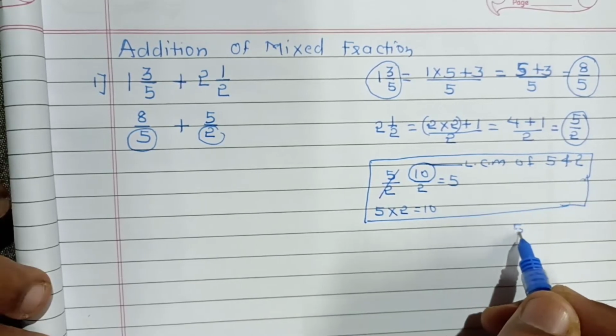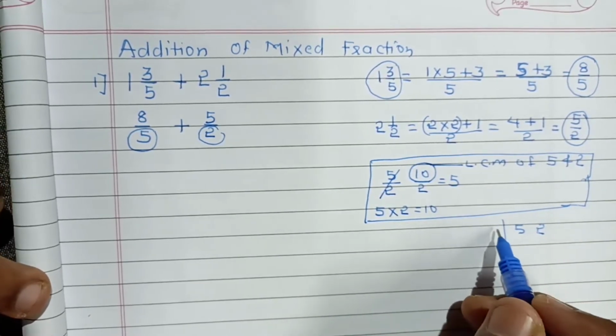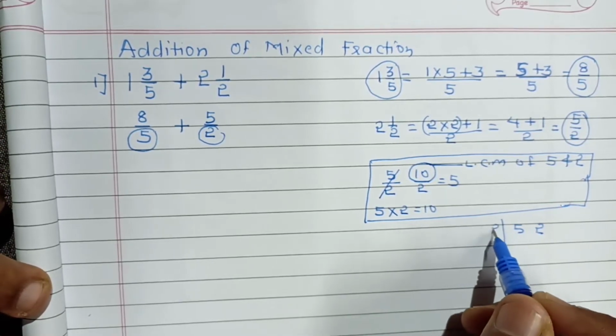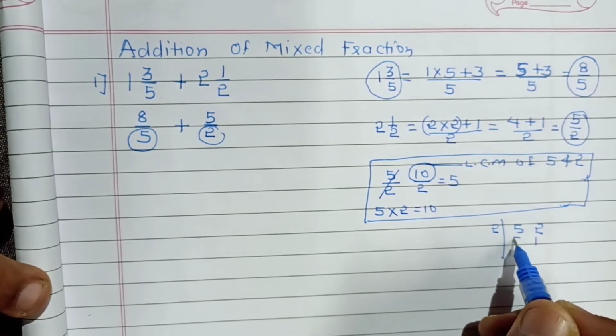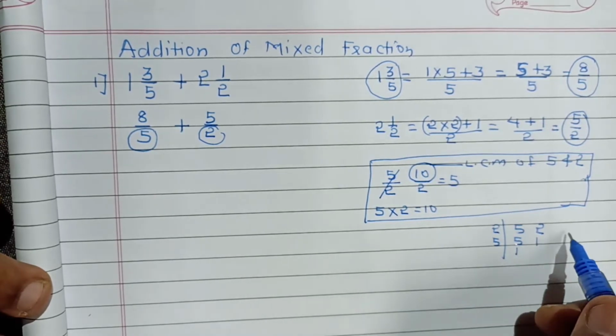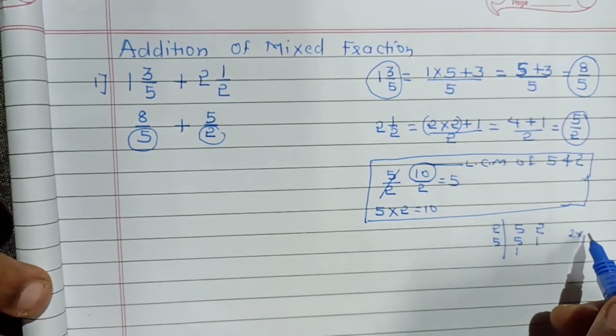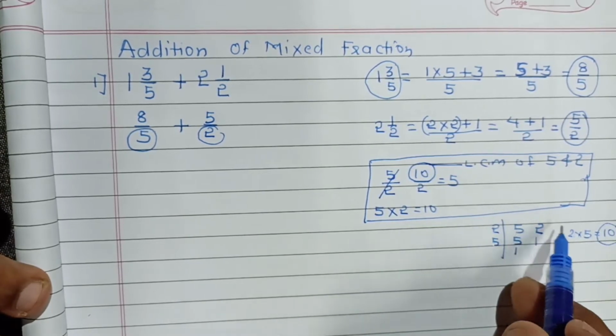So this is the second method. You have to divide by the first least prime number. What is the least prime number here? 2. So 2 ones are 2, and 5 is not divisible, therefore 5 you have to write as it is. Next you have to take 5. 5 ones are 5. So now you have to multiply this 2 into 5. 2 into 5, so the answer is 10. So LCM is 10 of 5 and 2.